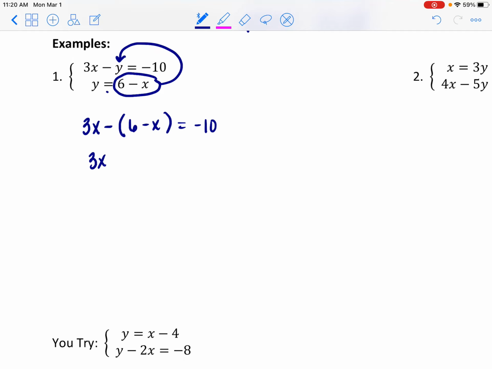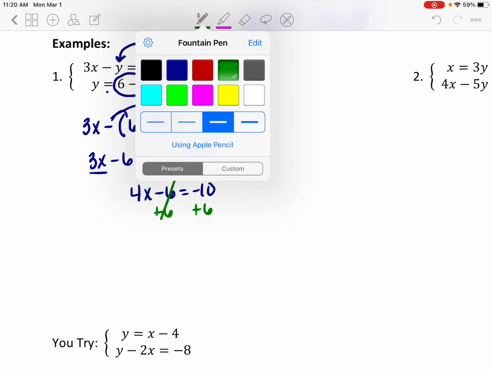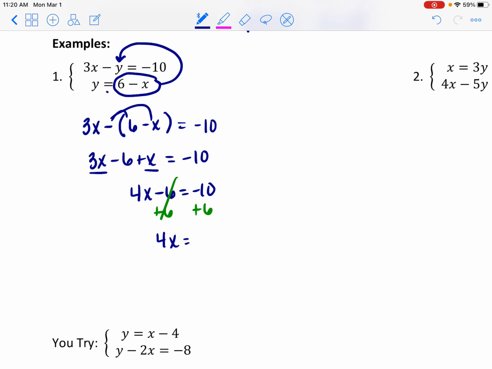So this is 3x. If we distribute here, we get a minus 6 and then a plus x equal to negative 10. Combining like terms here, I have 4x minus 6 equal to negative 10. And now I can add 6 to both sides, and that leaves me 4x equals negative 4. And now I can divide both sides by 4, and again that gives me part of my solution. I can see now that x is going to equal negative 1. So that's part of the solution, right? That's the x value in the point where these lines cross.